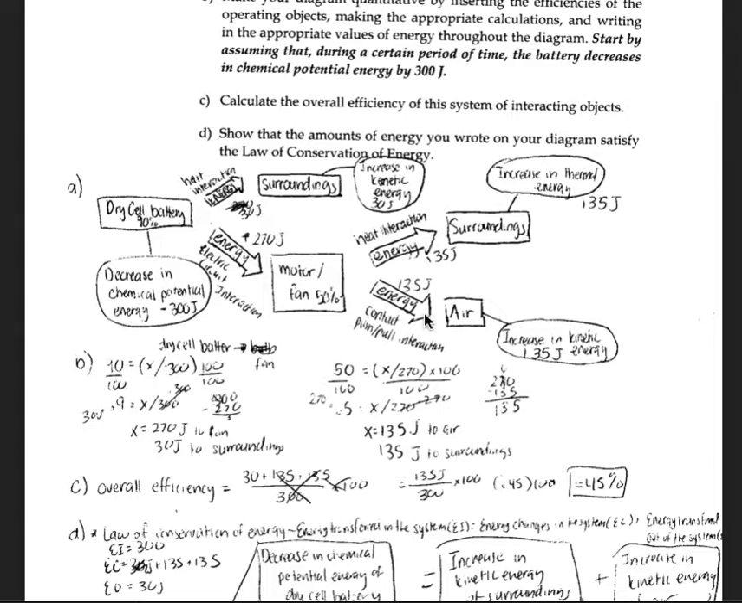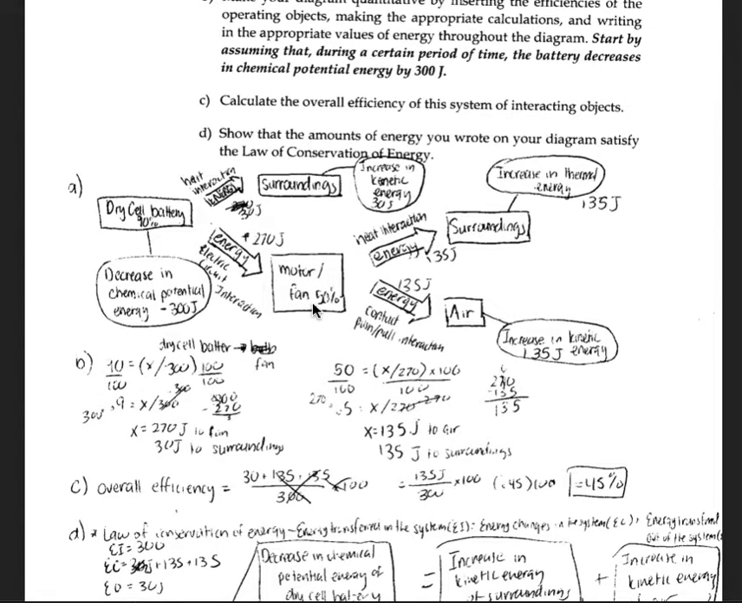So for B, I did the calculations, and the dry cell battery, as we saw from the chart, has 90% efficiency and decreases in 300 joules. It then passes 270 joules to the motor and fan, leaving 30 joules left to pass to the surroundings. So the surroundings from the dry cell battery increases in 30 joules of kinetic energy.